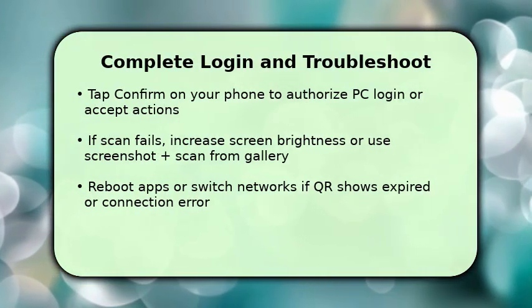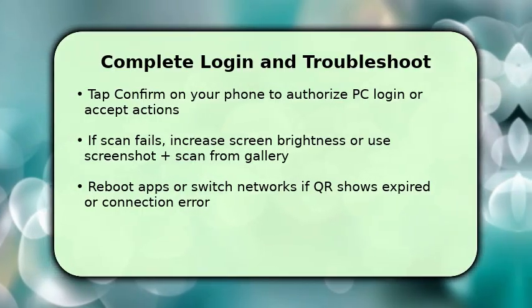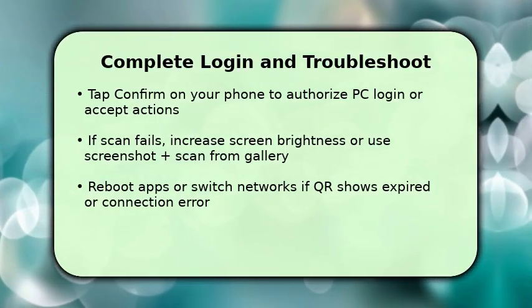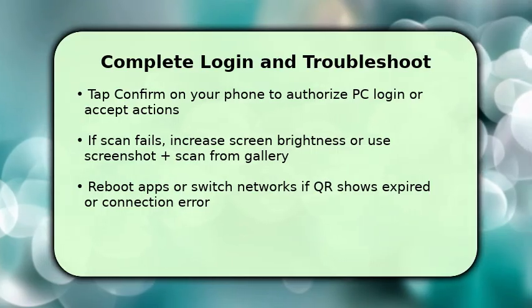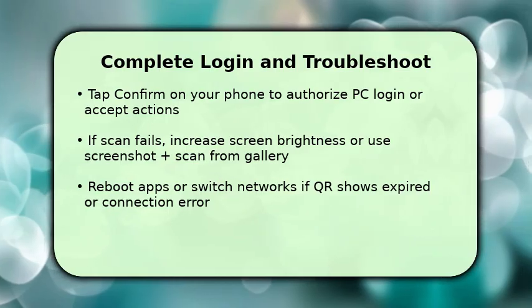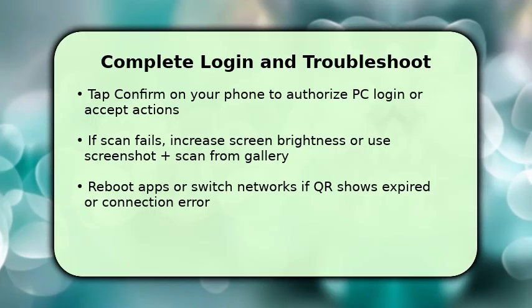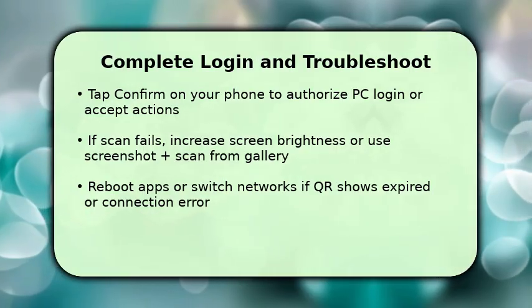Tap Confirm to authorize the PC action and wait for WeChat Desktop to sync chats. If nothing happens, try rescanning immediately. Sometimes the QR expires and a new code appears. As a fallback, take a screenshot of the PC QR and open WeChat Mobile's Scanner Gallery option to scan that image. This bypasses camera focus issues.